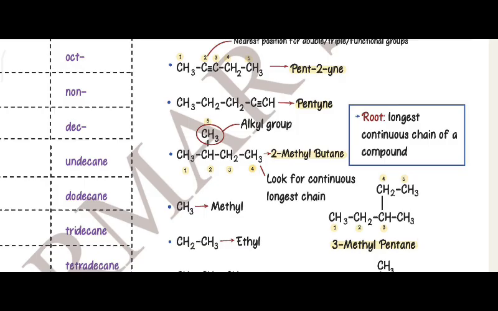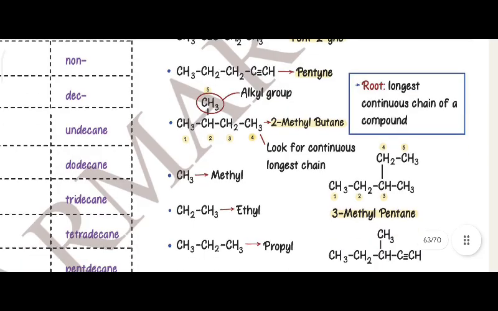CH3, CH2, CH3, CH3 alkyl group. Look for the continuous long chain, that is 2-methyl butane. The root is the longest continuous chain of a compound.